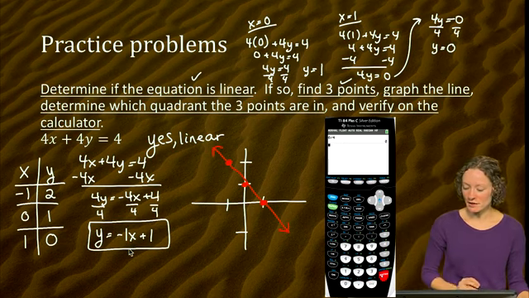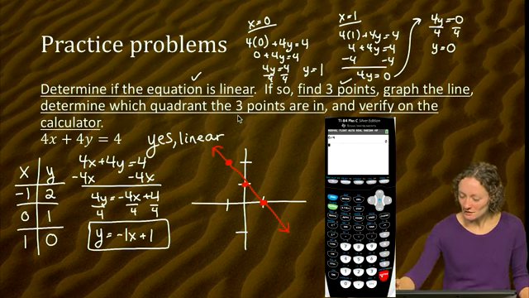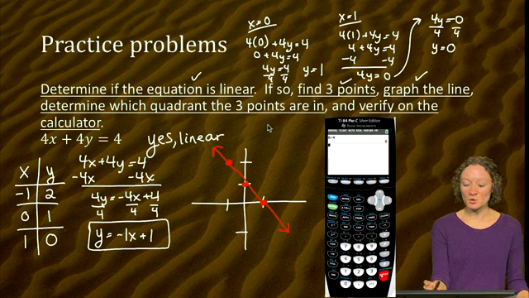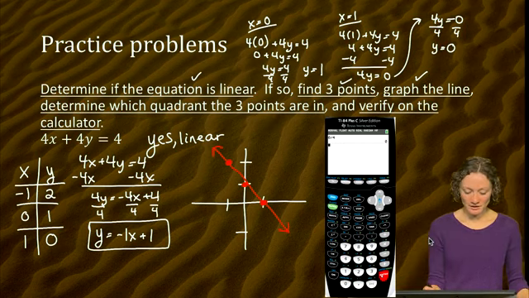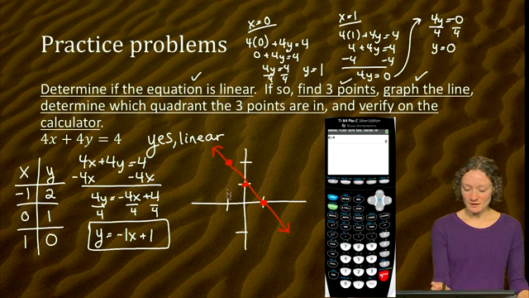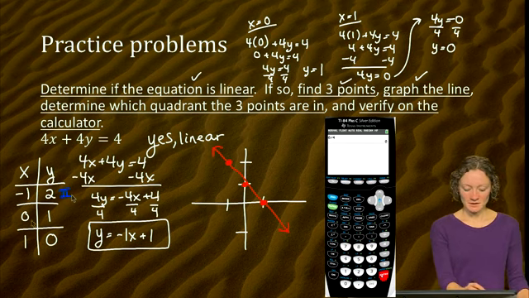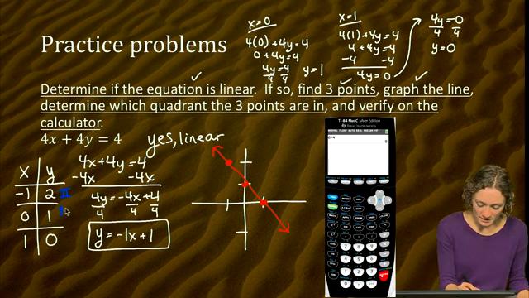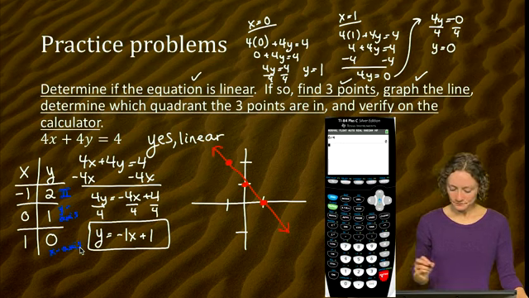Okay, before we verify in the calculator, I realized I skipped this third or fourth consideration. Determine which quadrant the points are in. So let's add that in blue before we actually look at the calculator again. This first ordered pair, -1, 2, is in quadrant 2. The next one, 0, 1, is on the y-axis. And the last one, 1, 0, is on the x-axis. Just practice of locating where these are.